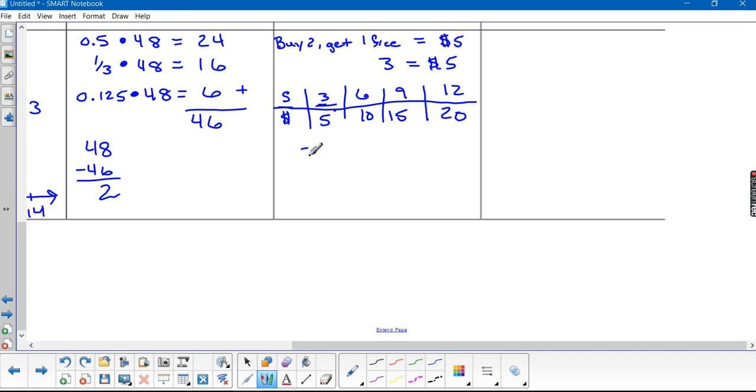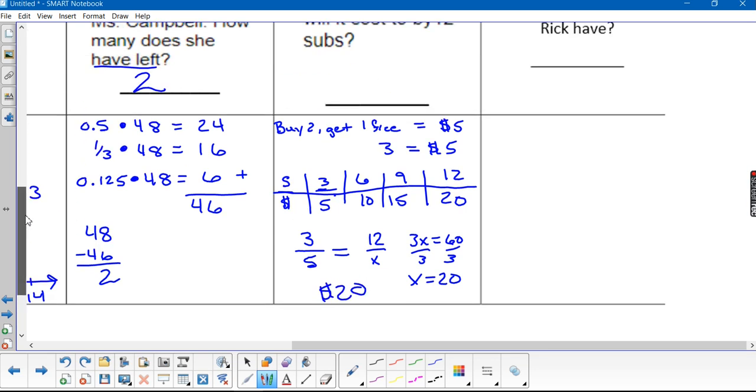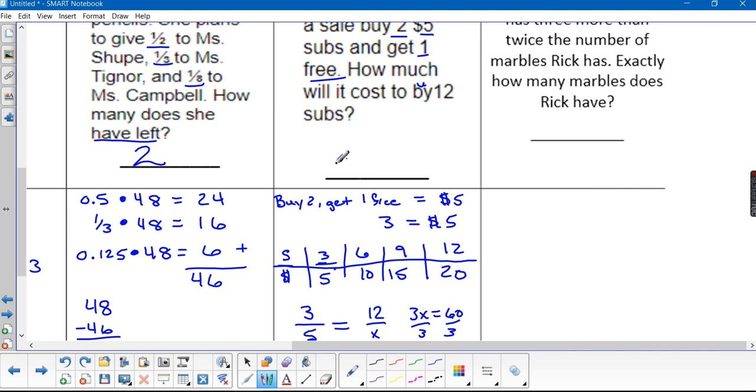Or you could have done 3 for $5. What can we get 12 for? Look at this. 3x equals 60. Dividing by 3, x equals 20. So we've come to the conclusion it's going to cost $20 to get 12 subs. Good to go. Sounds expensive.